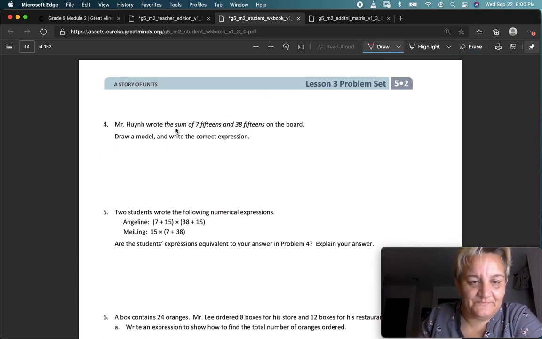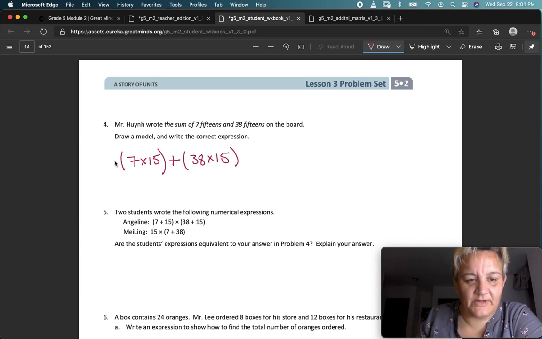Wrote the sum, which means adding, of 7 fifteenths and 38 fifteenths on the board. Draw a model and write the correct expression. So there it is, 7 fifteenths and 38 fifteenths. The sum is adding them, and we're going to draw a model.